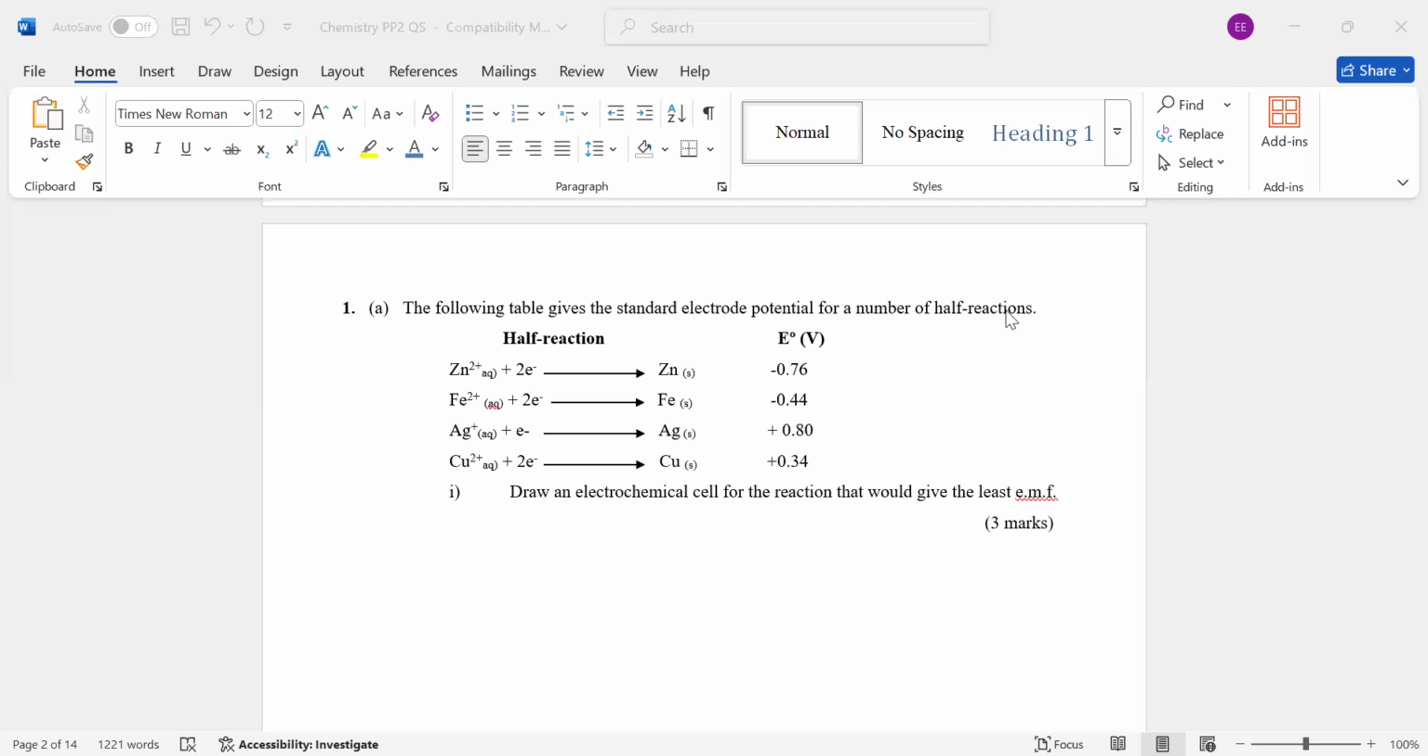Joseph, your hand is up. Joseph? Yes, Joseph, we can hear you. Can you hear me? Yes, we can hear you. Okay, I wanted to answer the one for the least EMF first. Yes. I think it's the silver and the copper. Silver and copper, very correct.